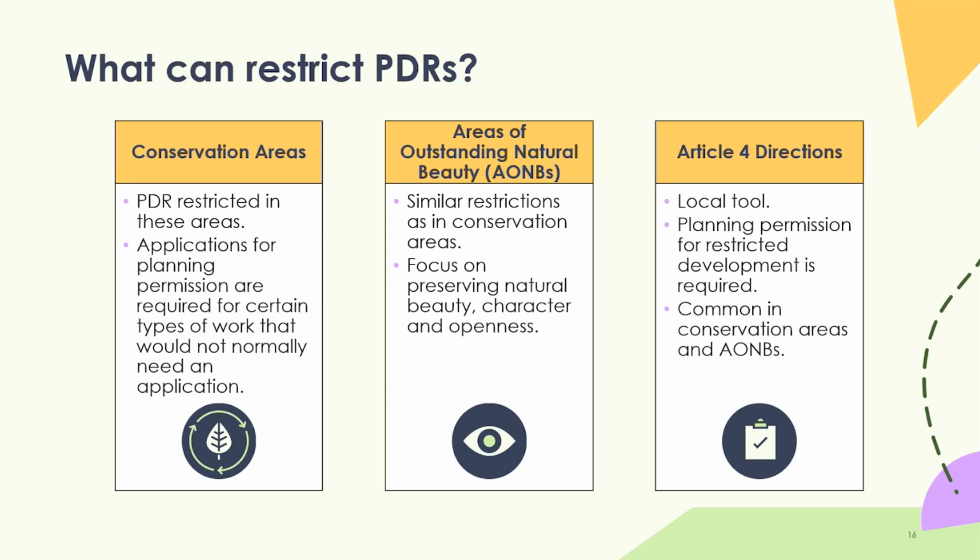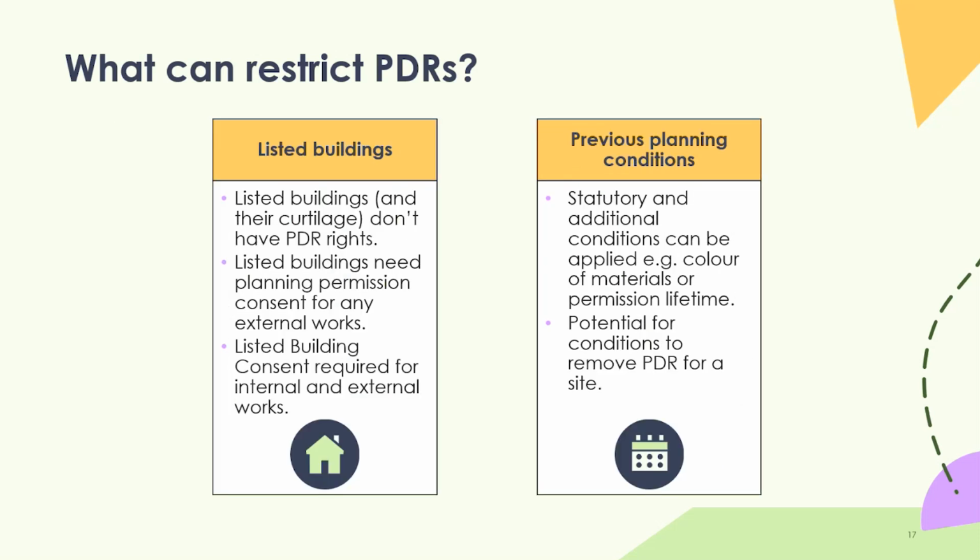Finally, on this one, we've got Article 4 directions. These are a local planning tool that can be used to bring in specific restrictions around the use of permitted development rights. And we will have a look at that in a bit more detail shortly. They are similar to conservation areas and AONBs, but they are not the same and need to be considered separately to conservation areas.